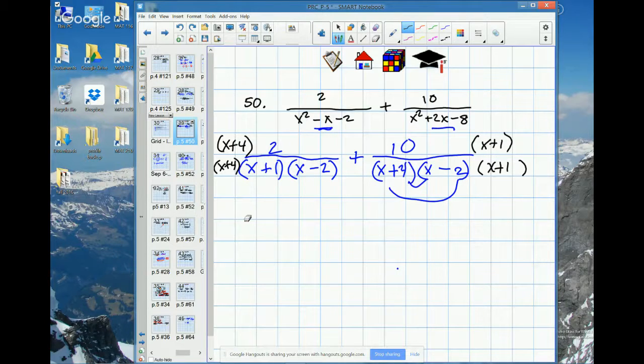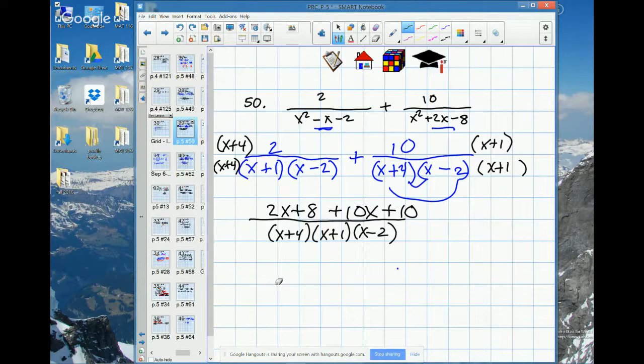Common denominator. It's now got 3 factors, right? X plus 4, x plus 1, and x minus 2. What's this going to become over here? Well, I have to multiply, so that's 2x plus 8. What does this numerator on the right become? 10 times x plus 1 is 10x plus 10. Okay, so now let's combine like terms on the top. Wouldn't that be 12x plus 18?